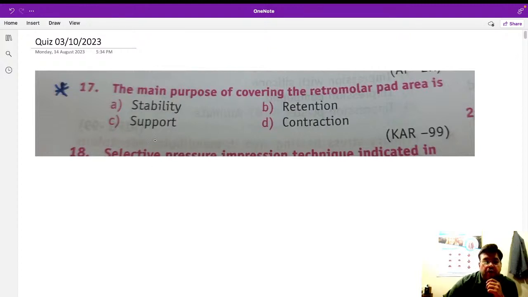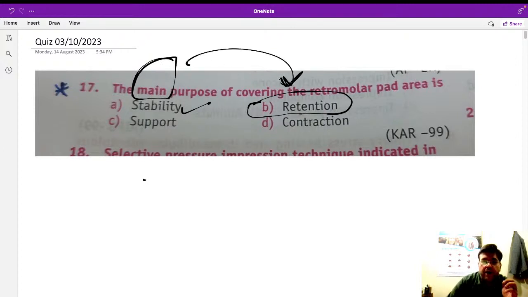Perfect. So a lot of you have doubts based on this. Retention is the main purpose. If they talk about the different purposes, stability is also one of the purposes. But if the question has specifically asked you about the main purpose, the answer is going to be retention always, right? So do not get confused in this.